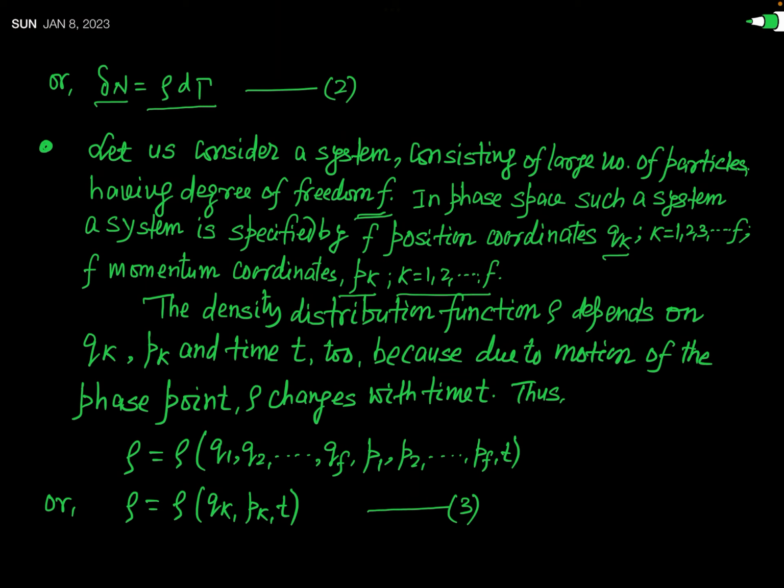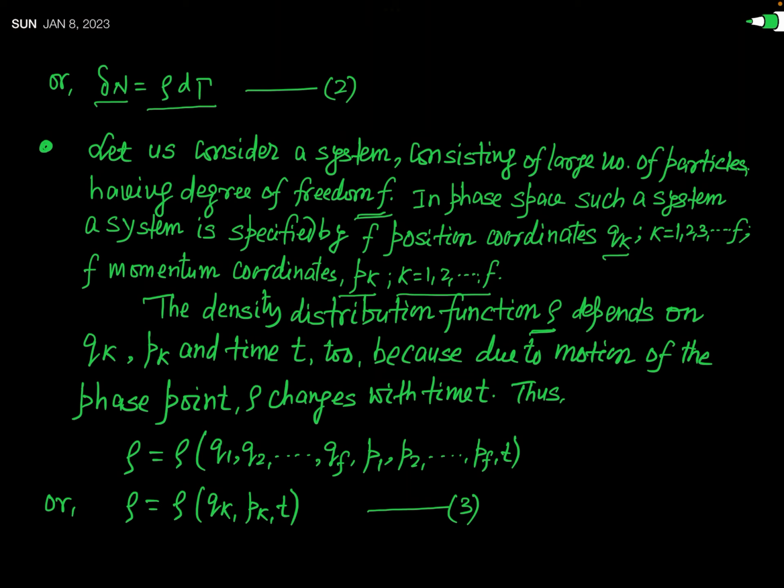Now if we think about the density distribution function, that is the density of phase points in the phase space for this system, it is obvious that the density distribution function rho depends on all these position and momentum coordinates. So you can say that the density distribution function rho is a function of the f position coordinates, that is q1, q2, so on qf, and also of f momentum coordinates, that is p1, p2, so on pf.